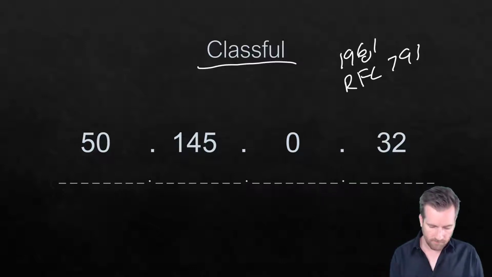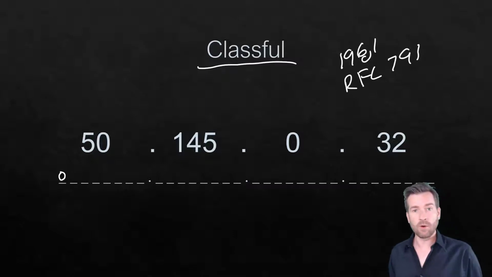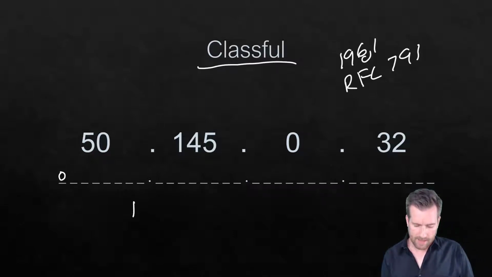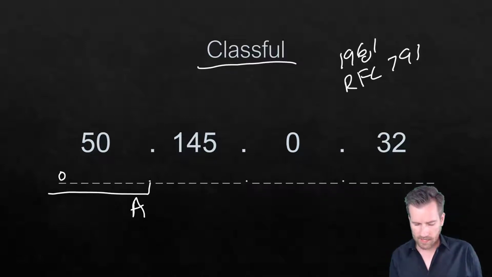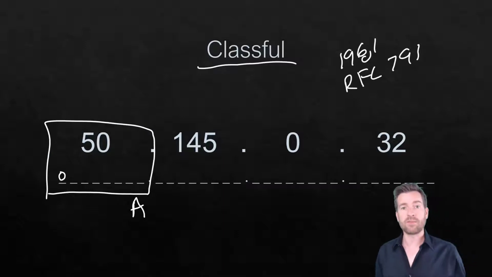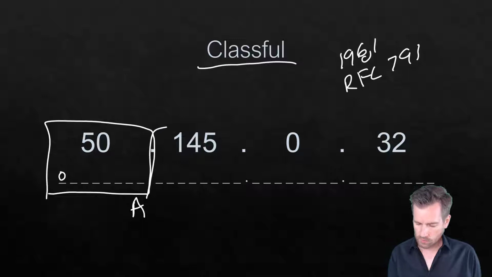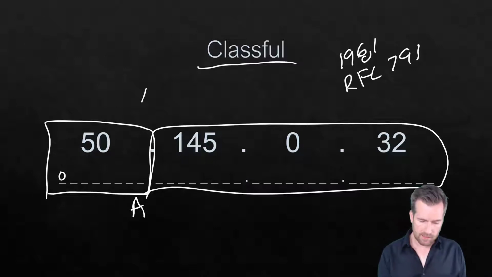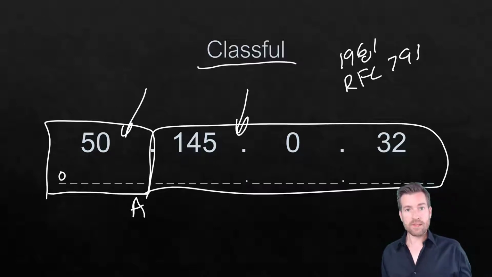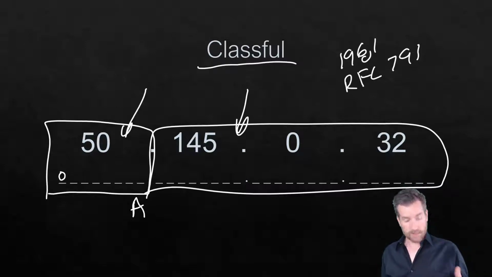And they said if the first bit is 0, then we're going to define that as a class A. And a class A is going to be just like the original. The first octet is going to represent the network side of the address. The last 3 octets will represent the host side of this. And so this will be the networks, this will be the hosts. These are for very large networks. All right, so that's class A.